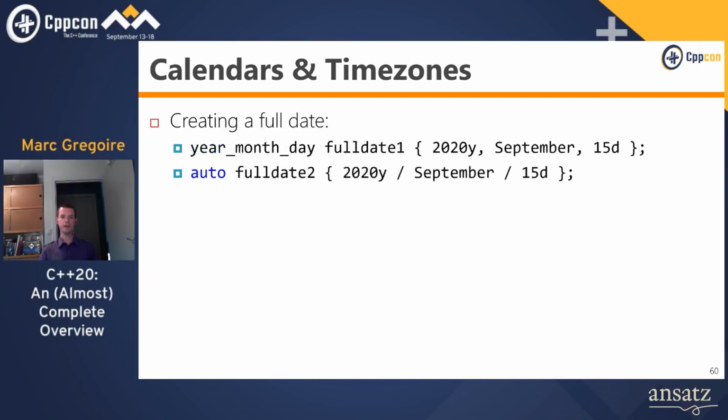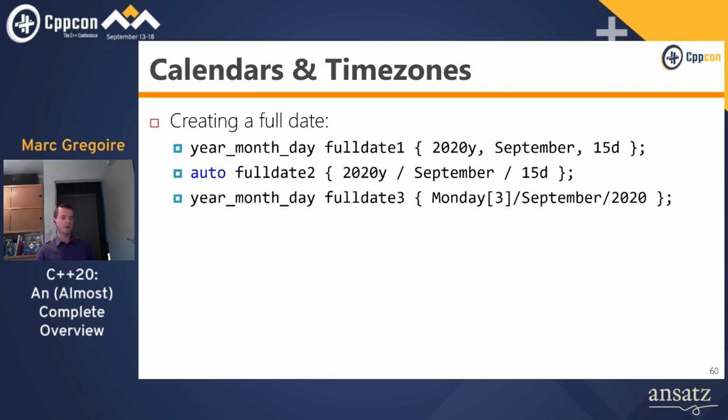But of course, you can create a full date as follows. One of these two syntaxes you can use. And additionally, you can say something like this. I want to create a day that is the 3rd Monday of September 2020.